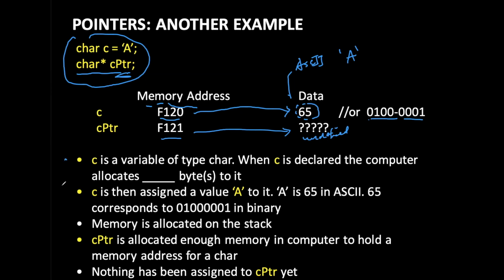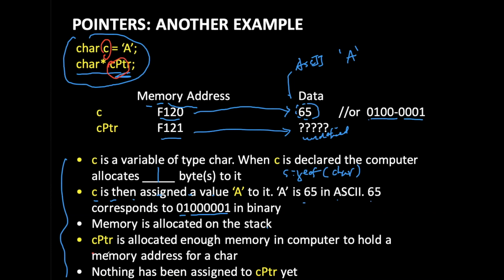So let's fill this out. C is a variable of type char. When C is declared, the computer allocates 1 byte to it. The reason why C is 1 byte is because sizeof char gives 1. C is then assigned a value of 65 or A. 65 corresponds to this value in binary. This memory is allocated on the stack. C as well as C pointer are allocated on the stack.